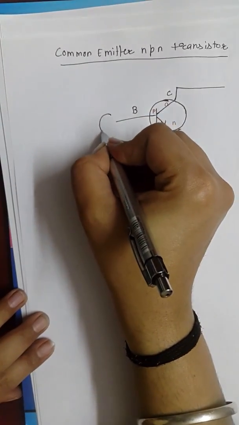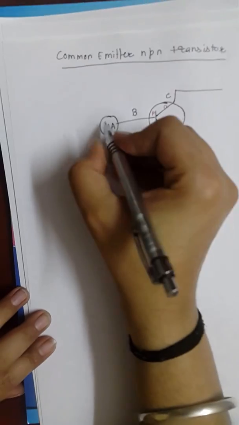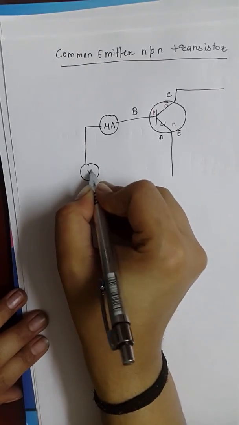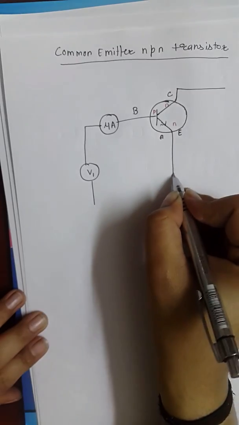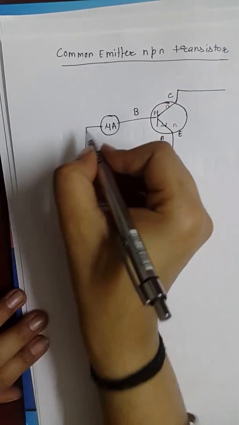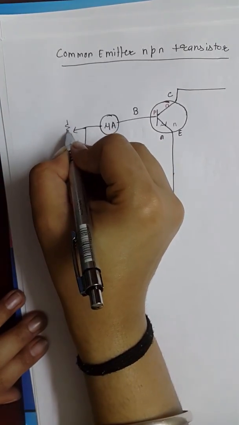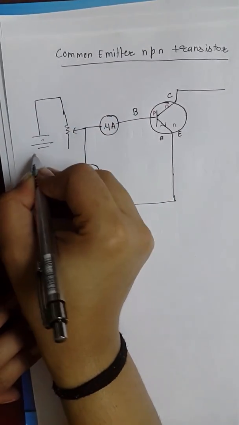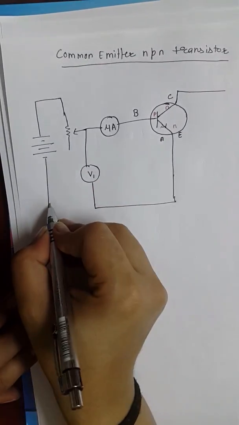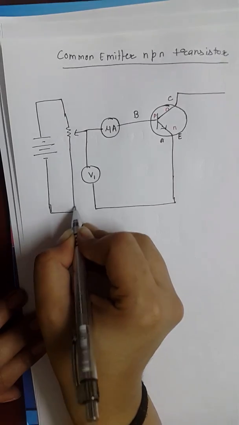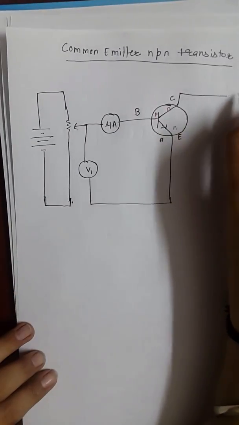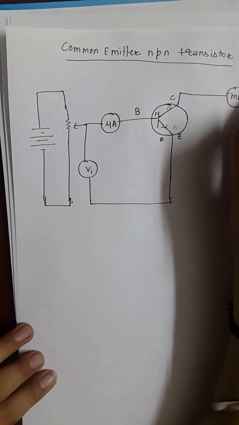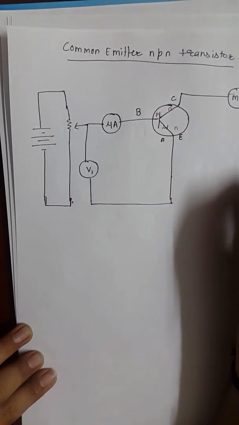Now this base would be connected with the microammeter as the current is very, very low. So we connect it with the microammeter and we'll measure the voltage with a voltmeter over here, V1. We will connect it with a rheostat so that one can vary the value of current. Okay, we'll connect it with a battery. Let's now connect a milliammeter here. This milliammeter will measure the current IC. And then again a voltmeter V2 which will measure my output voltage.